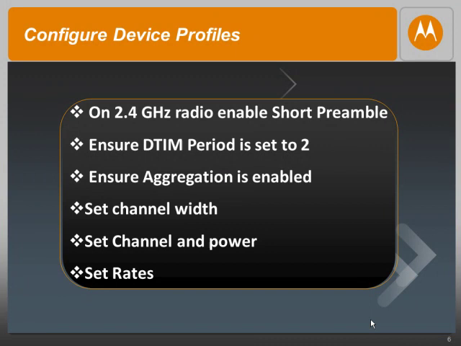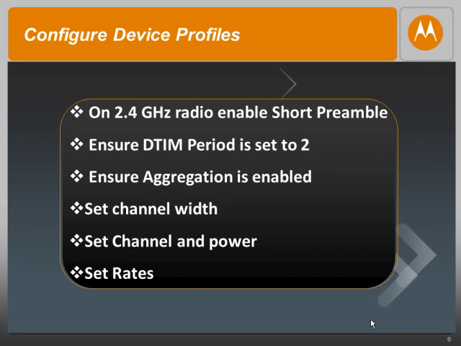In WiNG5, the radio settings and wireless LAN mappings are defined under device profiles. When running a throughput test, it is advised to enable short preamble in the 2.4 GHz radio. The DTIM should be set to 2. Aggregation is generally enabled by default. The channel width should be set to 20/40 just to ensure that you can get the maximum throughput.